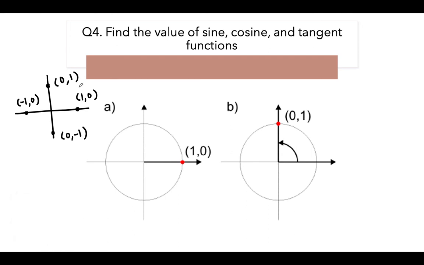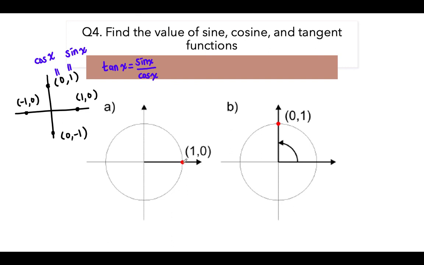The key idea is, if it's on a Cartesian plane, the x is always represented as a cosine ratio, and y is represented as the sine ratio. And then to find the tangent, keep in mind tangent is equal to sine over cosine.